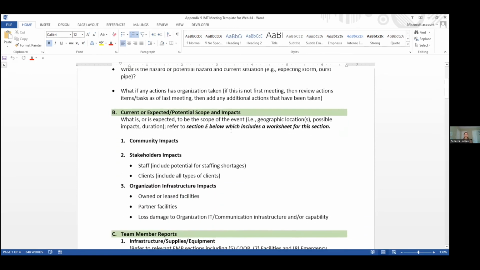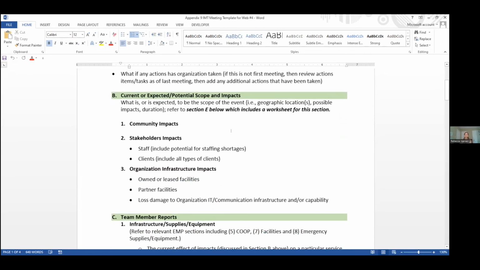Then another thing we want you to keep thinking about, every time you meet and every time you're going through this phase, is that this is going to change as well. So what are the impacts? What is happening? And we look at that in a couple of different ways. What's the impact to the community? This might be things that have already happened or things that may happen, depending on what's going on and where you are in the emergency. How does this emergency impact your stakeholders, your staff, your clients, and other people that are important to your organization?